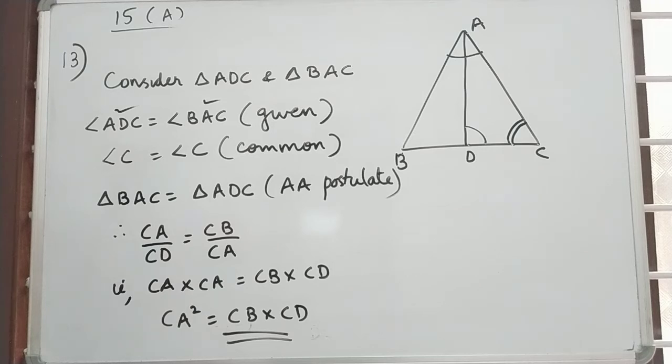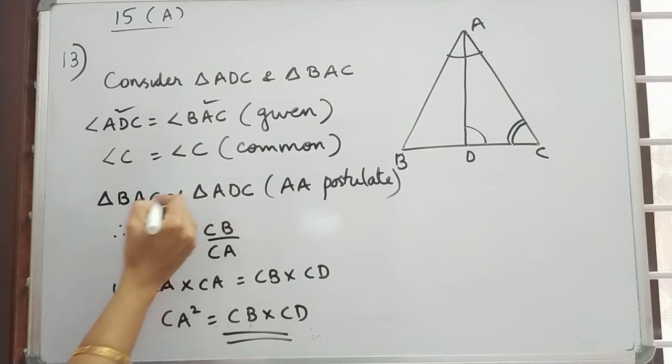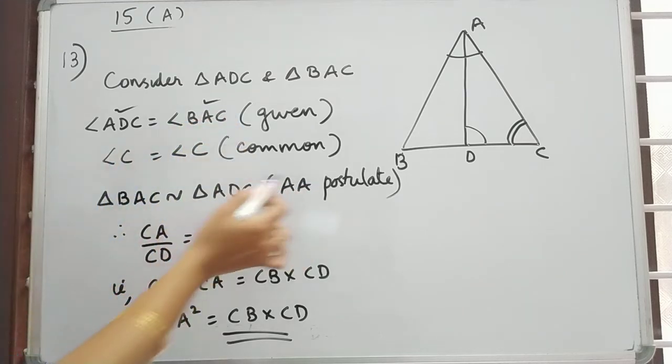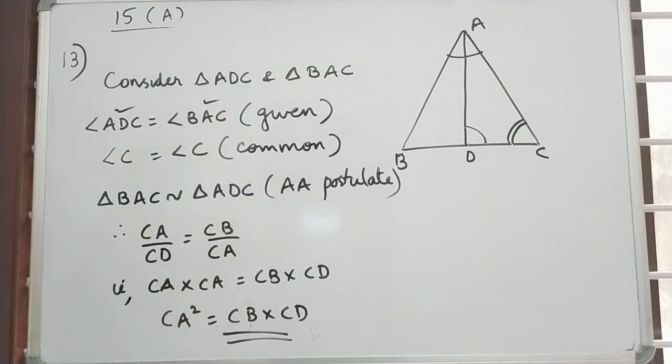So we can write triangle ADC is similar to triangle BAC. These two triangles are similar using the AA postulate. Since these two are similar, we can write by proportionality CA divided by CD is equal to CB divided by CA. Cross multiply: CA into CA is equal to CB into CD. CA into CA is CA square is equal to CB into CD. Thank you.